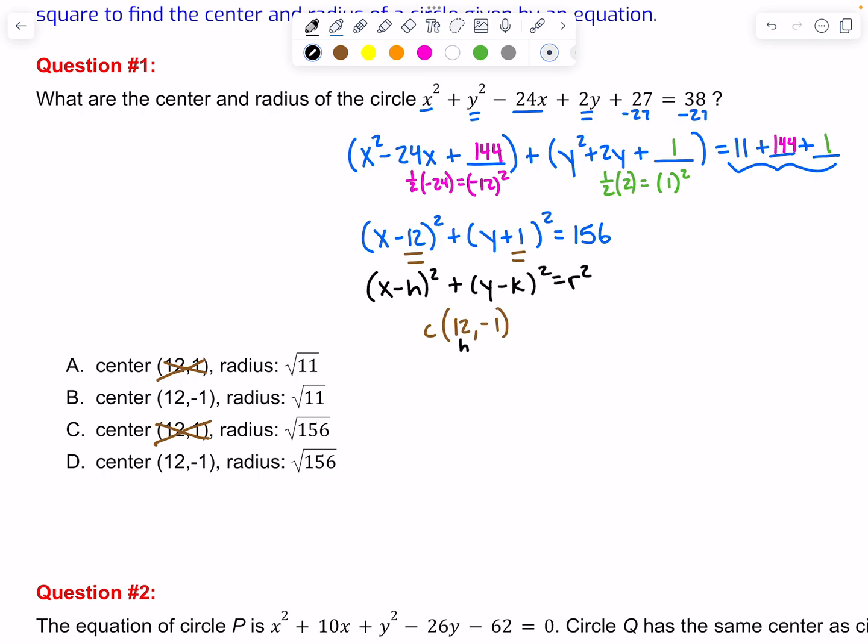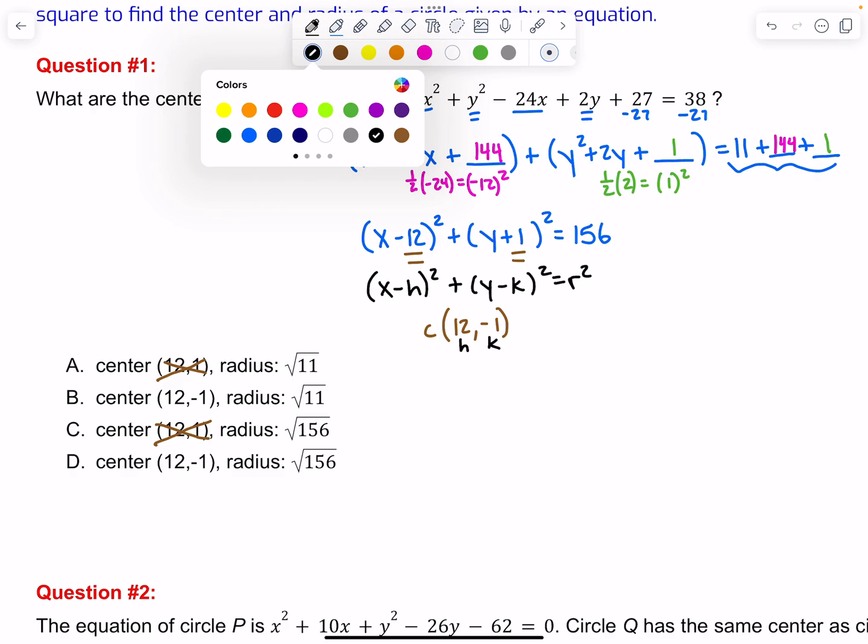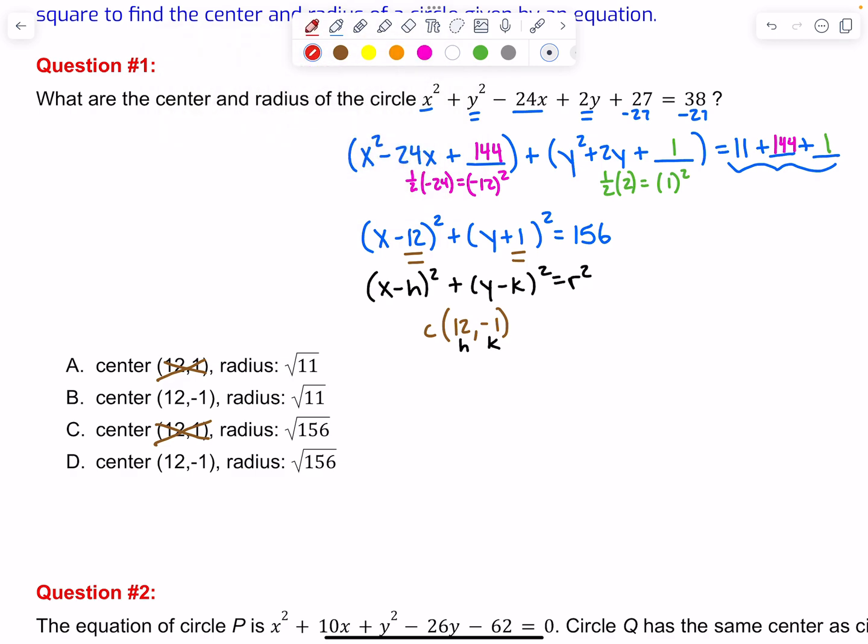So it's important to remember, like in the center, that's your h and your k. So since they're always subtracted, you want to change the sign when you pick them out. So negative 12 became a positive 12. Positive 1 became a negative 1. And then the radius squared is equal to the 156 that we got. So you want to say if that is equal to r squared, then the radius would be to take the square root of 156. So then that definitely goes with answer choice D, not B, which was left.